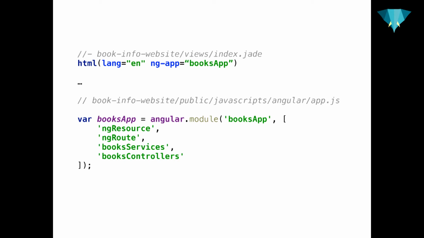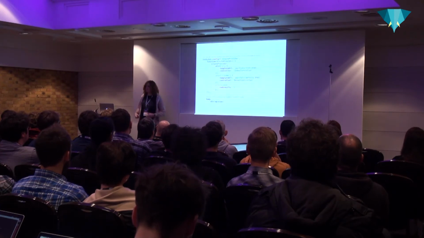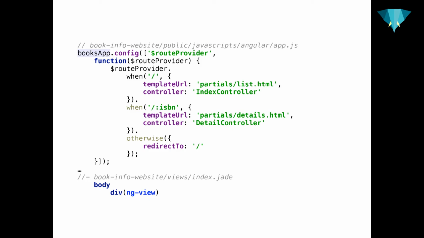The other things that you can see here in the initialization of my AngularJS application are ngResource and ngRoute, which are the two additional modules that I mentioned that I wanted injected into the system, and the books service and the books controller, which are the other two modules that I defined for the system that are roughly analogous to model and view model.